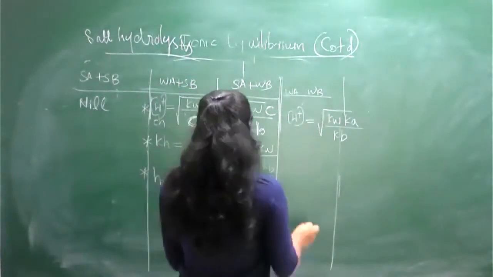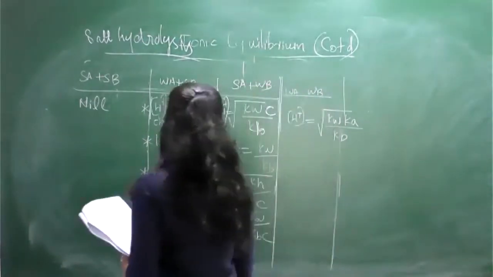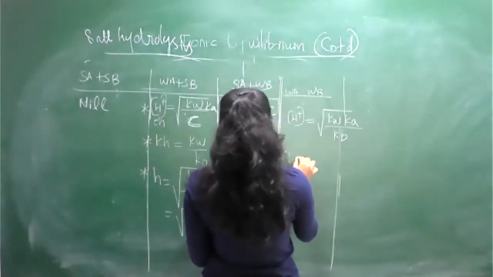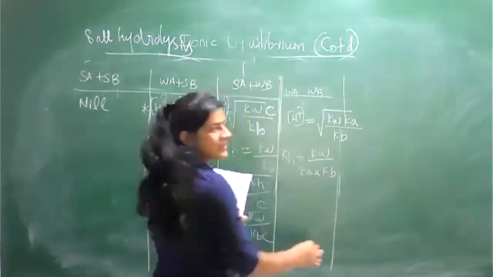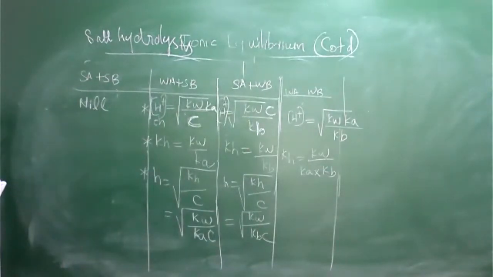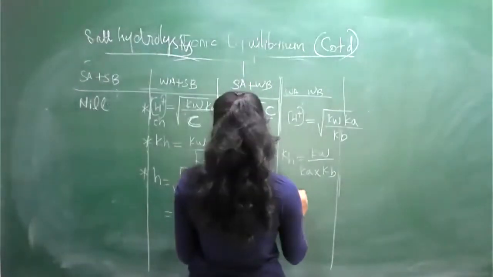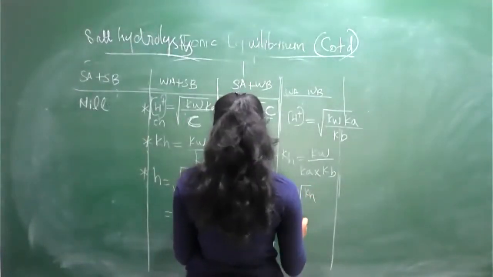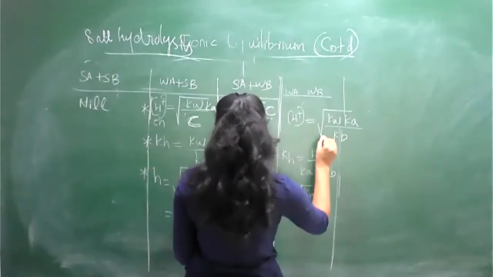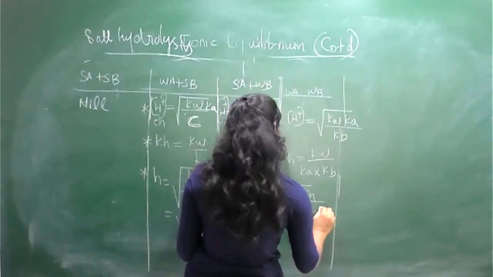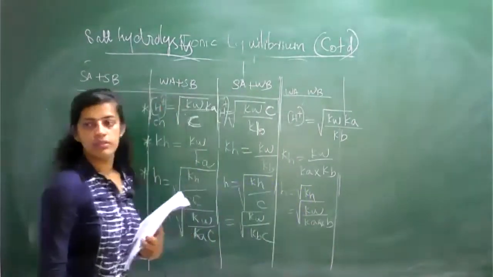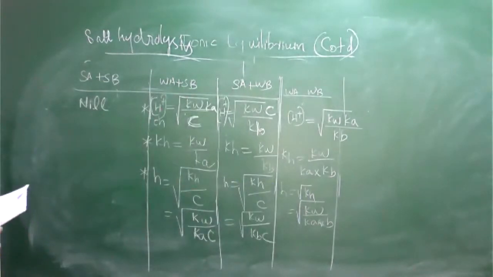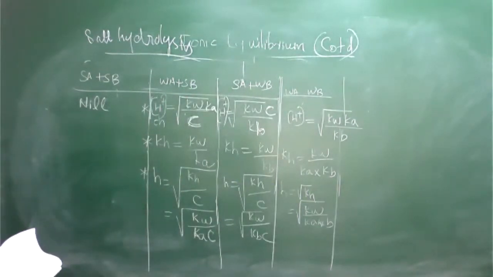Okay. Then Kh, Kw. Kh is equal to Kw divided by Ka into Kb. Okay. h is equal to root Kh, which is equal to root of Kw divided by Ka into Kb. Yes, no doubt. It will be helpful for you in solving.